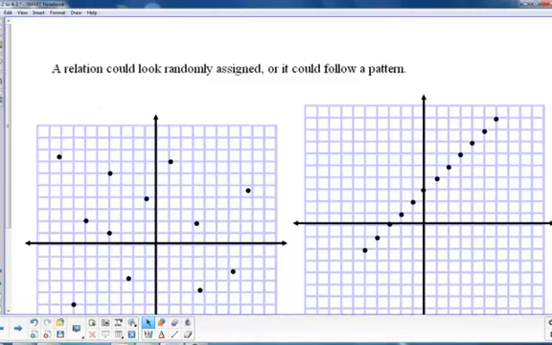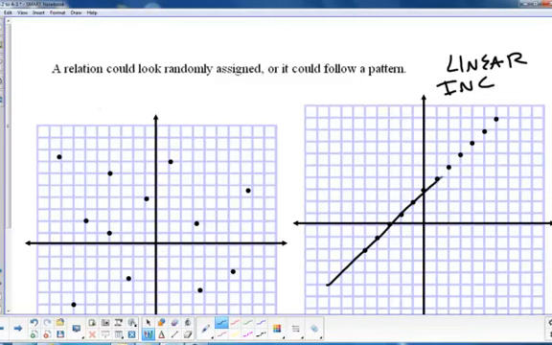So this relationship is random. There's not like a pattern. This looks pretty linear, and it's an increasing pattern. I mean, we could draw a best fit line fitting this data, and it looks like something called positive correlation.